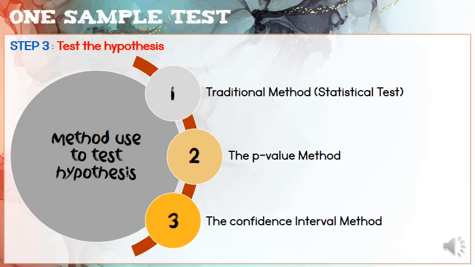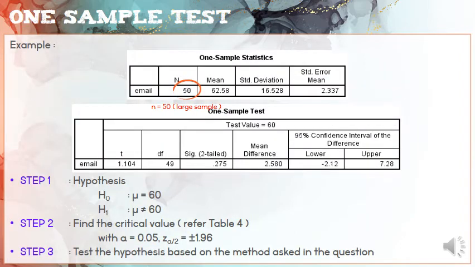Alright? So what are the 3 methods? The first one is traditional method. The second one is the p-value method. And the third one is by using the confidence interval. So I give you an example straight away.